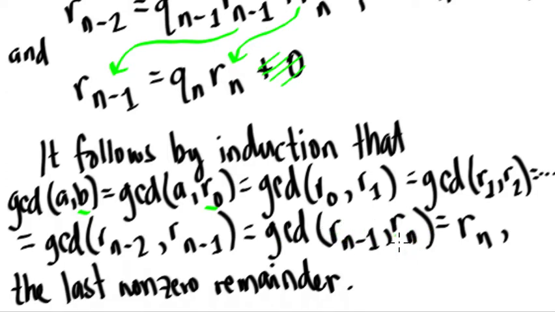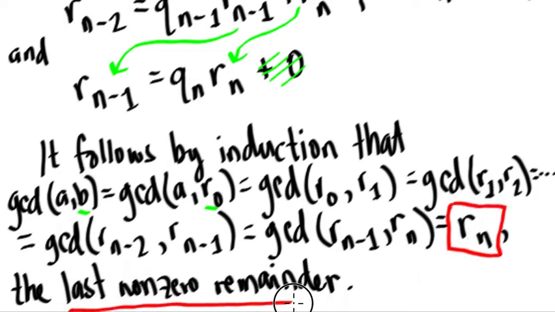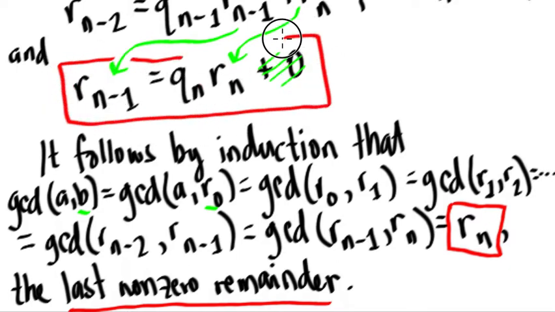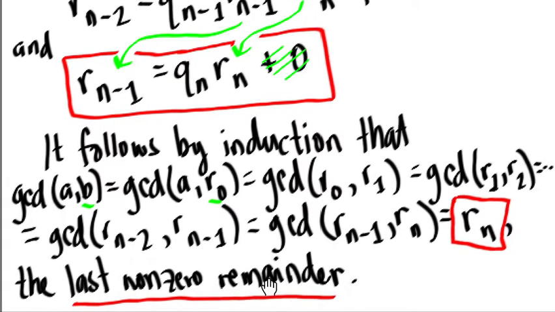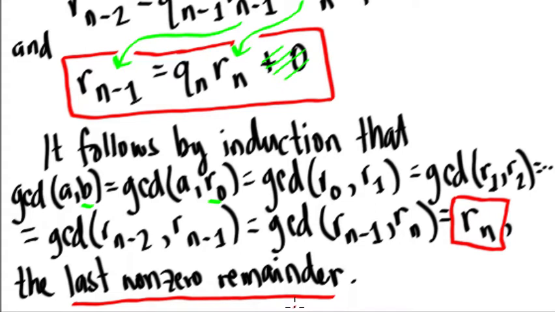And whenever we reach this r sub n, we will obtain our greatest common divisor. Take note, r sub n is the last non-zero remainder because we say that r sub n minus 1 has a remainder of 0, as clearly shown here. That r sub n minus 1 has a remainder of 0, which we can delete actually. So that's actually the essence of the Euclidean algorithm.